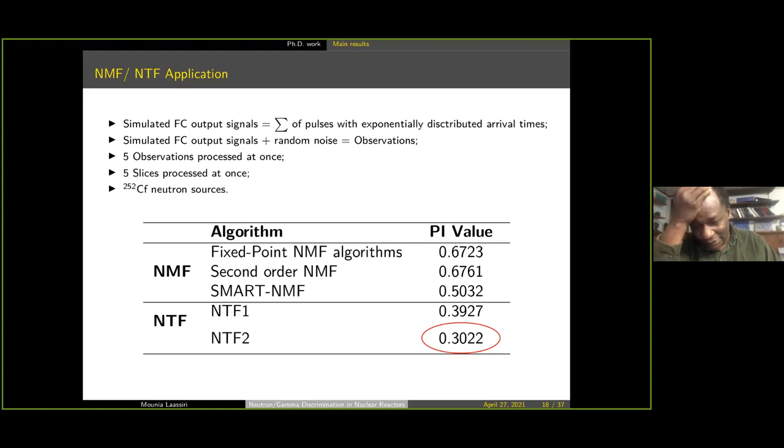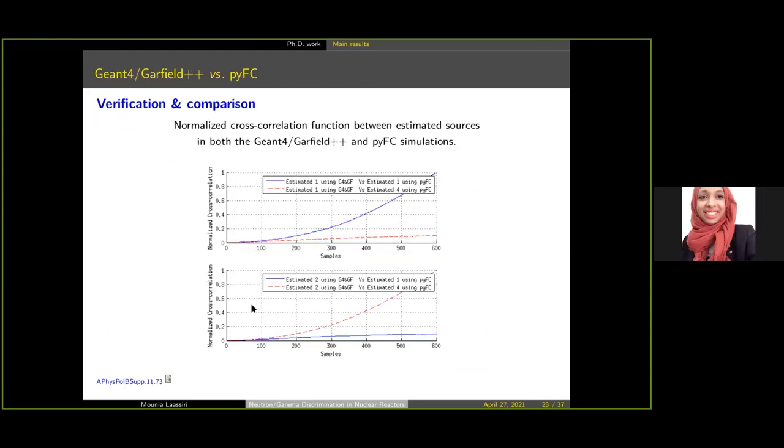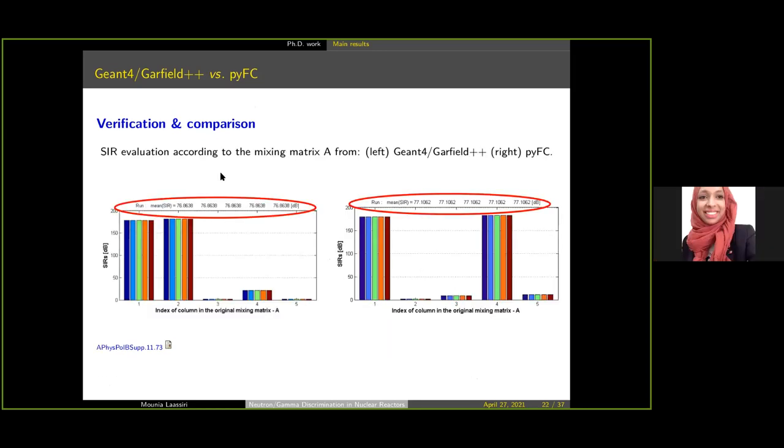Could you go to the validation with BFC? Could you explain a little bit how the validation is done again with the BFC? Okay, so before that, here we computed the normalized signal to interference ratio for each simulation case. For the GN4 Garfield plus, we find that only two independent components are dominant, the first one and the second one. In the case of BFC, we find two independent components are dominant, the first one and the third one.